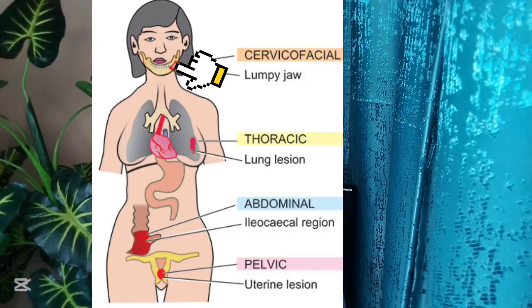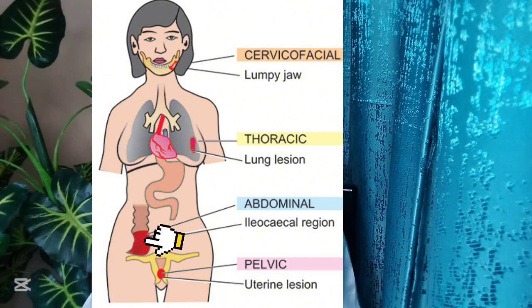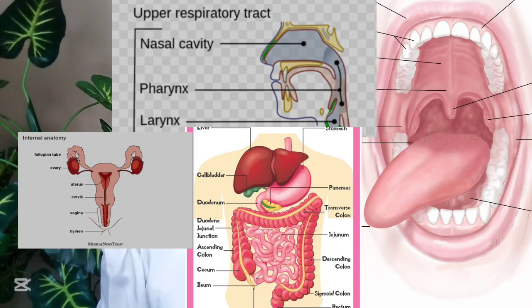Actinomycosis commonly affects the face, the neck, the chest, the abdomen, the pelvic region, and sometimes the central nervous system, especially the brain. Under normal circumstances, the Actinomyces israelii, the bacterium that causes actinomycosis, naturally resides on the mucous membrane that lines the oral cavity, the upper respiratory tract, the gastrointestinal tract, and the female genital tract. The mucous membrane, by the way, is just a protective lining of those areas, and the Actinomyces israelii should stay there without going deeper into the tissues.